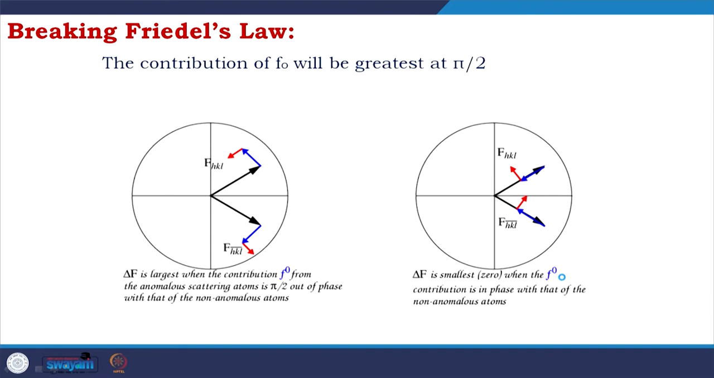So, the contribution of F0 will be greatest at pi by 2 and smallest when it is 0. If you see, the delta F difference is largest when the contribution F0 from the anomalous scattering atoms is pi by 2 out of phase with that of the non-anomalous atoms. And delta F is smallest when the F0 contribution is in phase with that of the non-anomalous atoms. So, you will clearly see the difference here of the contribution, and that is used to determine the phase.